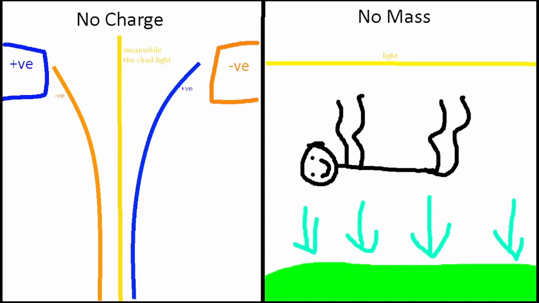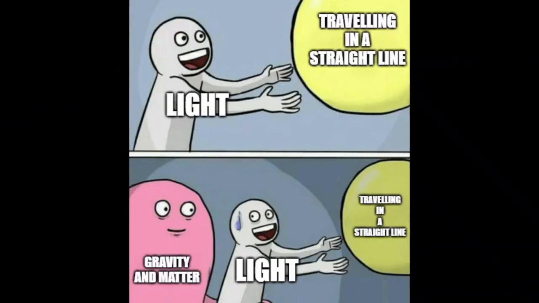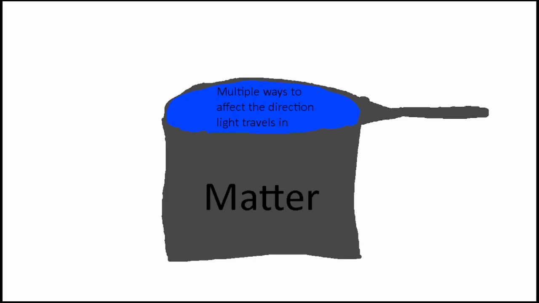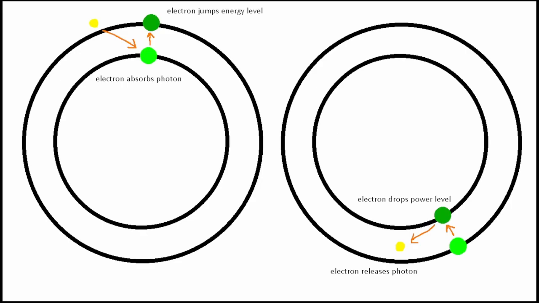So this reason shows that light will travel in a straight line all the time, right? Well, of course, if matter and gravity do not exist. See, matter has multiple ways to affect the direction that light travels in, but it can be boiled down to the photons interacting with the matter through absorption and the re-emission of energy in the form of light or photons. This is a small diagram for said phenomena.